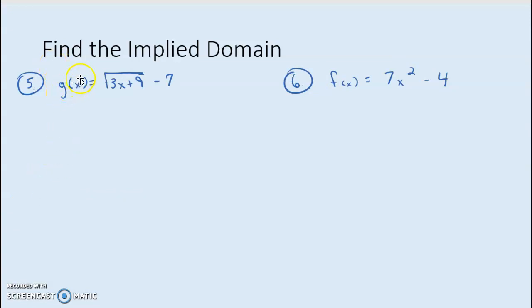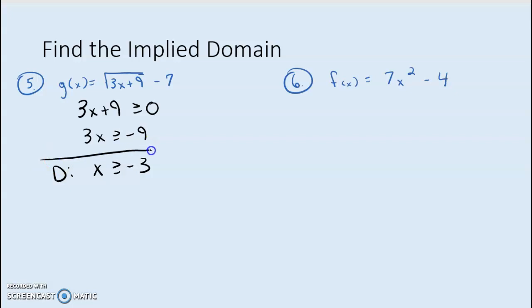Number 5, g of x equals the square root of 3x plus 9, and then outside the square root is -7. There's no denominator, but there is a root, and what's under the root is 3x plus 9, not the 7. So 3x plus 9 is going to be greater than or equal to 0. We solve that, and we get x greater than or equal to -3. That means if we want to get a real number out, we have to plug in something that is -3 or greater. When we go to graph it later on, there will only be graph along the x-axis from -3 to the right. We won't have graph where x is -4 because it's not part of the input set.